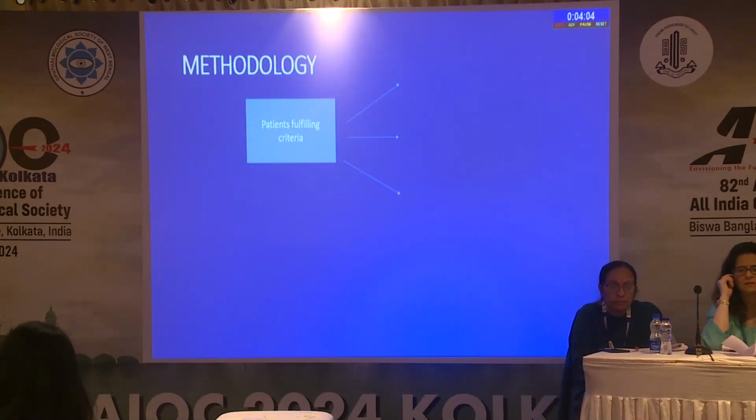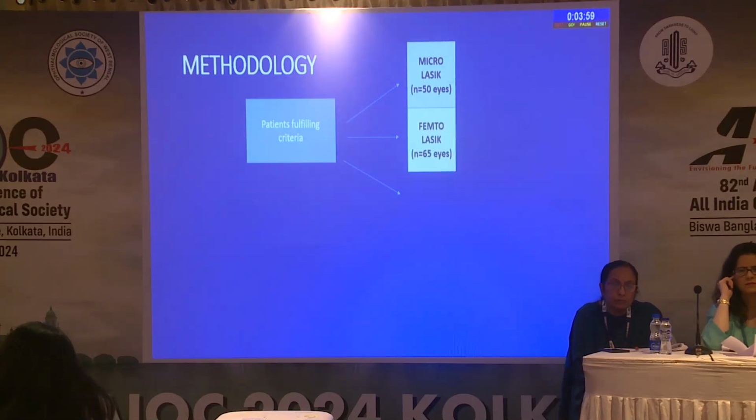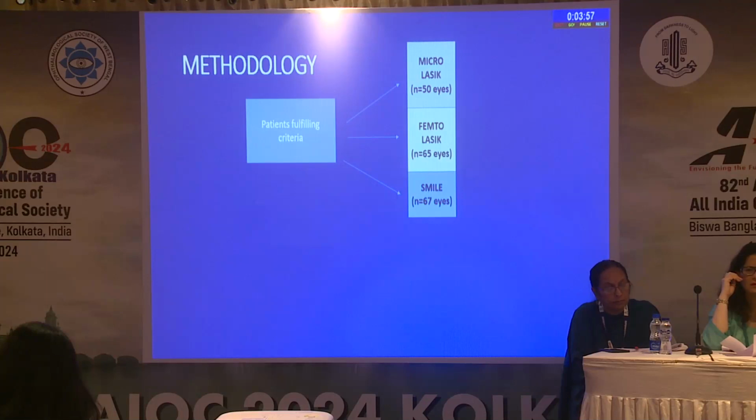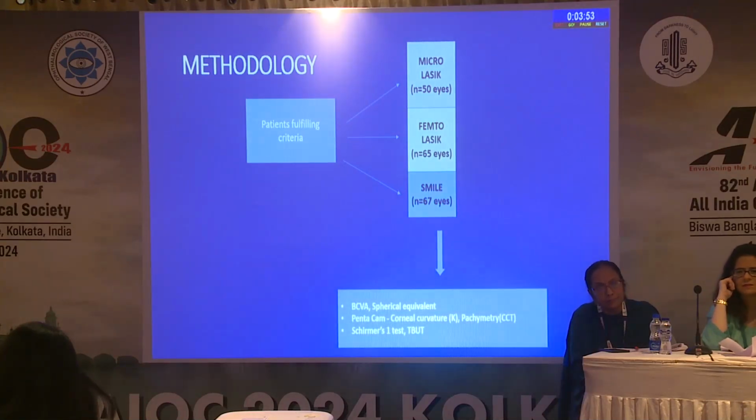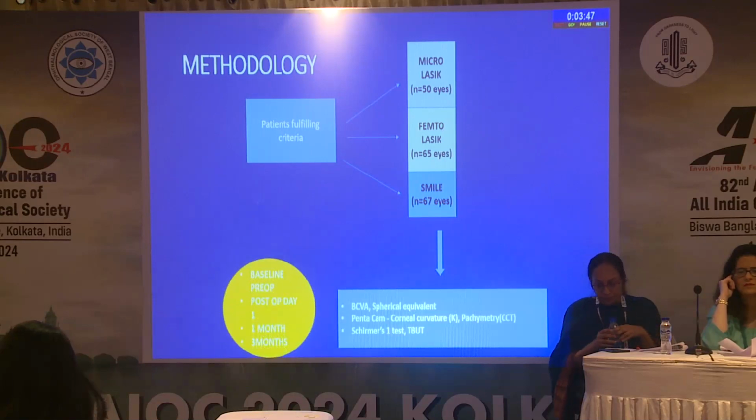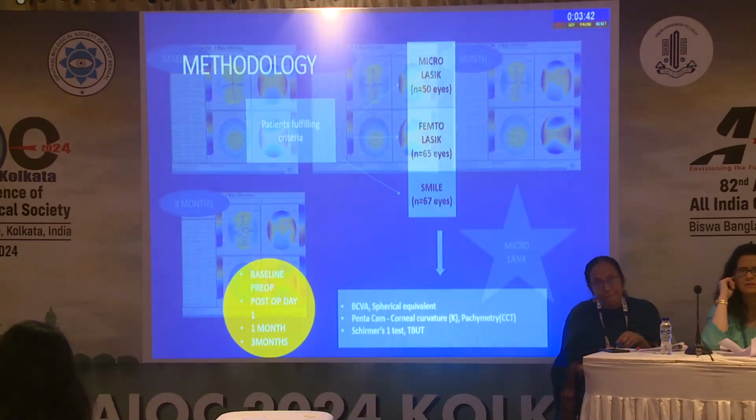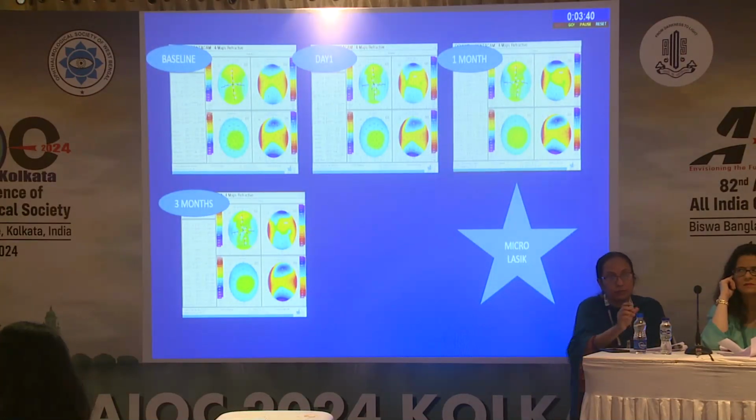Patients fulfilling these criteria: 50 eyes had undergone microLASIK, 65 eyes had undergone femtoLASIK, and 67 eyes had undergone SMILE. We reviewed their old records and evaluated the best corrected visual acuity, spherical equivalent, corneal curvature, pachymetry, and Schirmer's test and TBUT at baseline preoperatively, post-operative day 1, month 1, and 3 months. This is an example of how we evaluated the old records of a microLASIK patient.